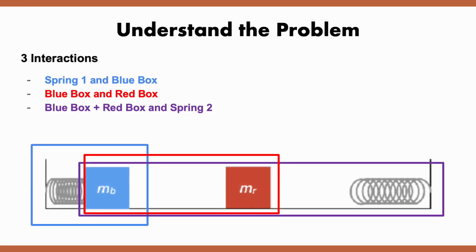We recognize that there are three interactions within this one problem. We have spring 1 and the blue box and the red box, and then the blue box, red box, and spring 2, and all of those are in the outlined boxes there. The first interaction is in blue, the second interaction is in red, and the third interaction is in the purple box.